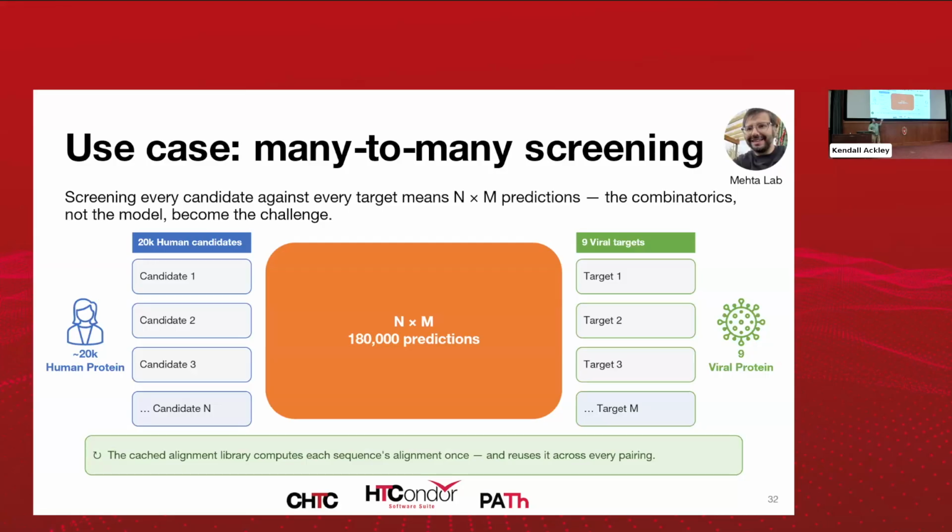So going back to Kavi, we had the standard n times m combinatoric prediction, where we had 20,000 human proteins and 9 viral proteins, crossing them together for 180,000 predictions.